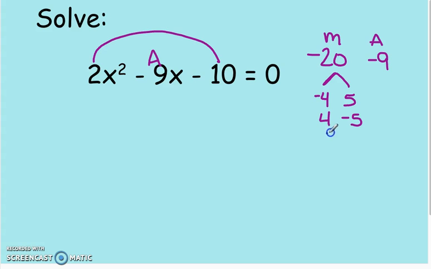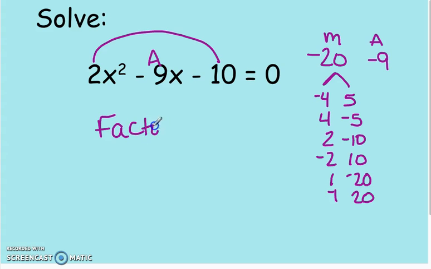So what else do we have? 2 and 10? Do those add up to negative 9? Well, that doesn't work. 1 and 20. That doesn't work. Anything else go into 20? Well, I think that's it. So none of those numbers added up to negative 9. And so this is actually not going to be solvable by the factoring method, okay? That does not mean it's not solvable, okay? So, oops, factoring does not work for this example, okay?